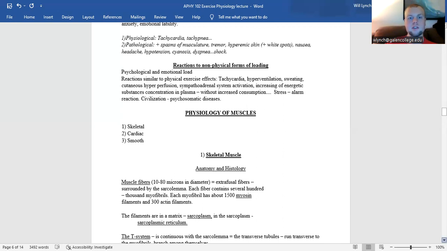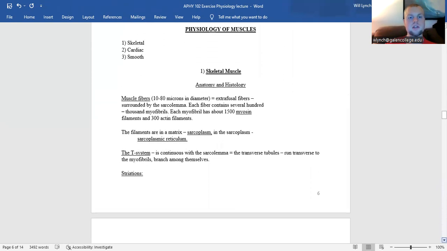All right, so let's look at the physiology of musculature. Number one is skeletal muscle. Skeletal muscle fibers are about 10 to 80 microns in diameter. These extrafusal fibers are going to be the ones that are doing the contracting mostly. These are surrounded by the sarcolemmal membrane. Each fiber is going to consist of several hundred to 1,000 myofibrils. Each myofibril is going to have about 1,500 myosin filaments and 300 actin filaments.